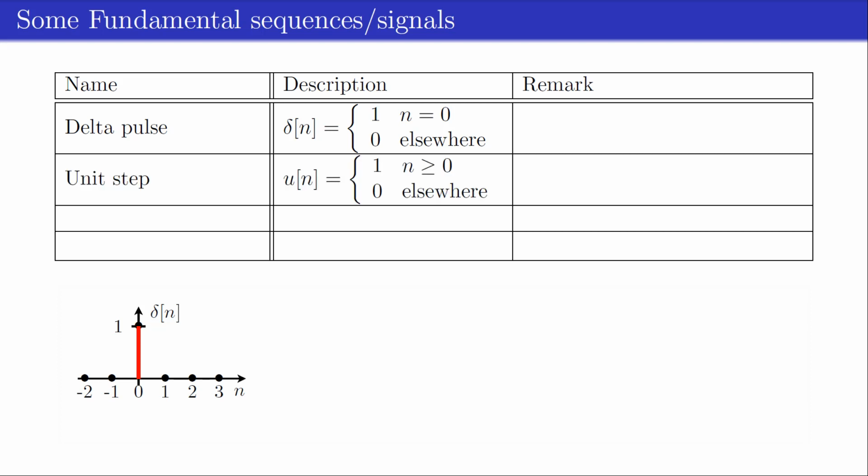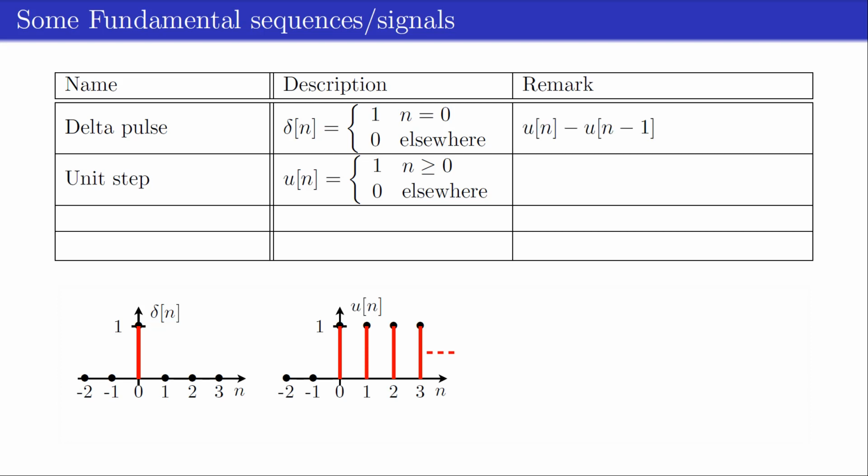The second fundamental signal of interest is the unit step, denoted by u[n], which is equal to 1 for all indices n larger or equal than 0, and 0 for all indices n smaller than 0, as indicated in the equation and represented in the graph. From this definition it follows that the delta pulse, delta[n], may also be written as the difference of two unit step functions u[n] minus u[n-1], while the unit step function itself can also be described as an infinite sum of delta pulses.